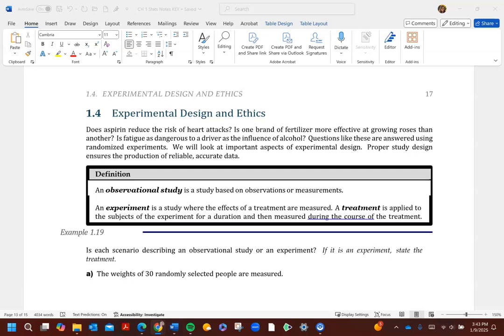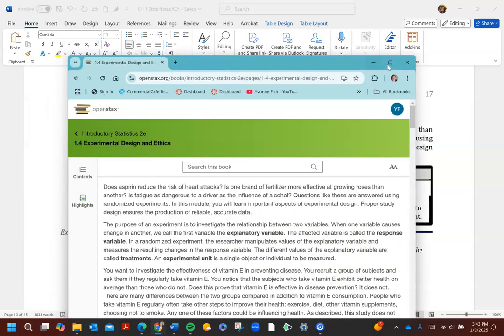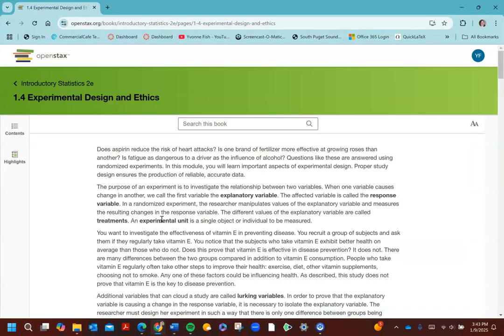In your book, it really goes into detail. This is just streamlined here, so I'm just going to pull your book up to make sure you do read through that. Things like explanatory variable, that is your independent variable, what you're looking at. If you have two variables and you're looking at the relationship, and you have a response variable, that would be your dependent variable.